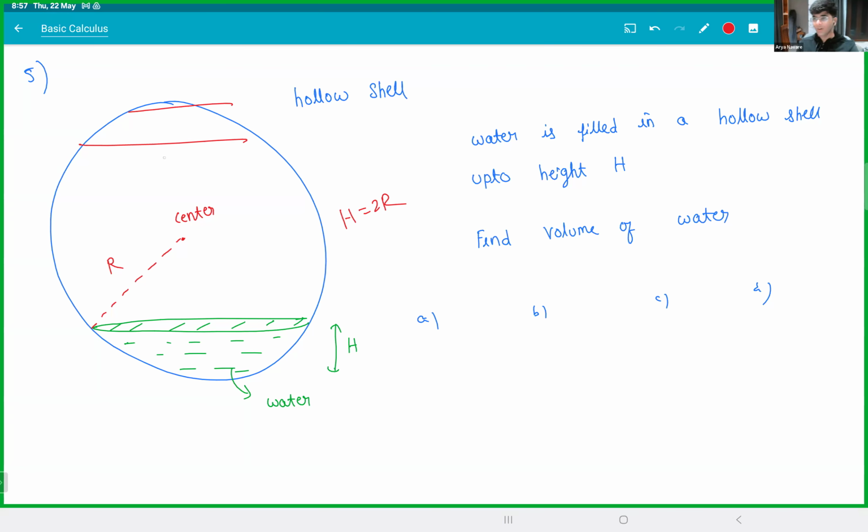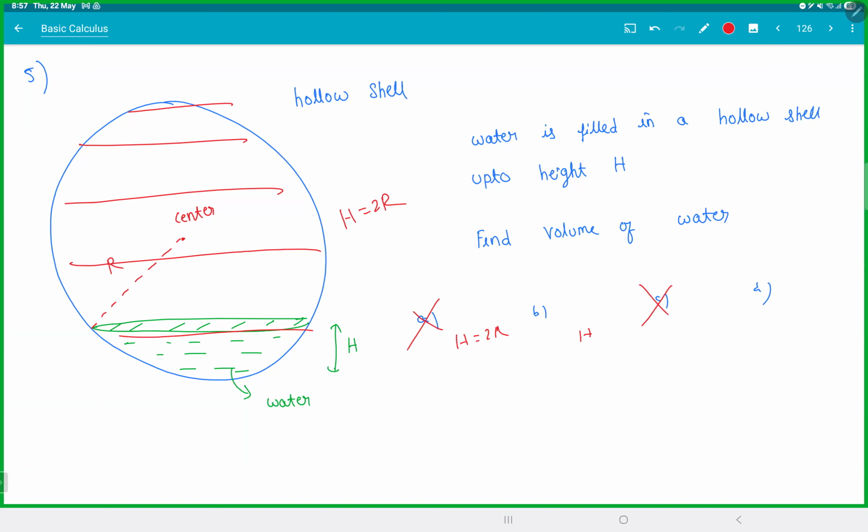Full water. It's a fully filled sphere, right? Yeah. Then what should be the answer? It should be 4 by 3 pi r cube. So I will keep H is equal to 2R in all the options. I will see who is giving 4 by 3 pi r cube. Most of the time, 2 options will get eliminated. You will still be stuck with 2 options. Is that making sense logically?